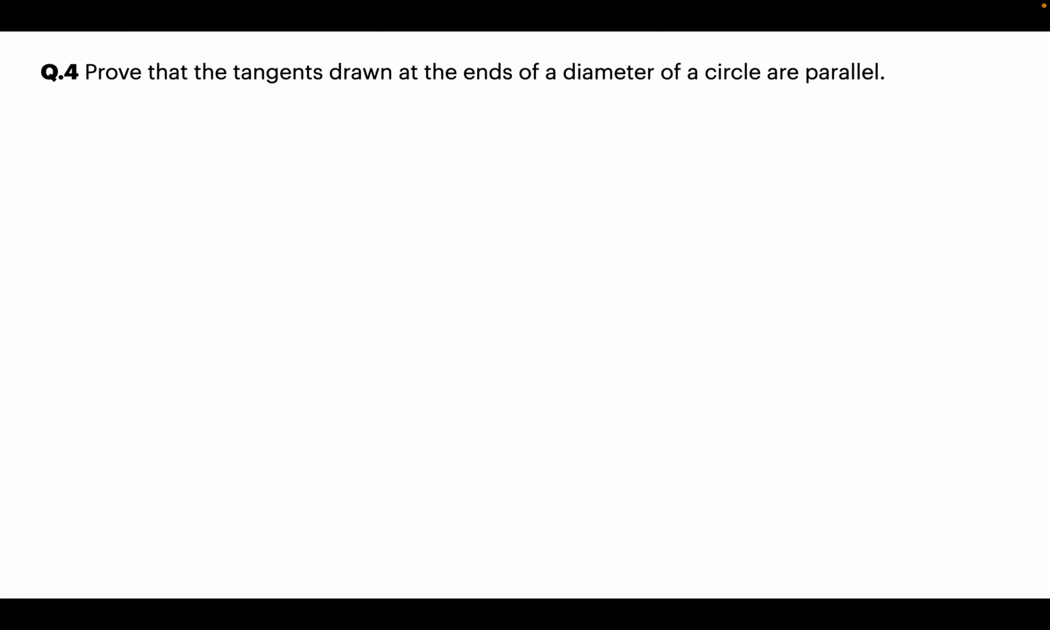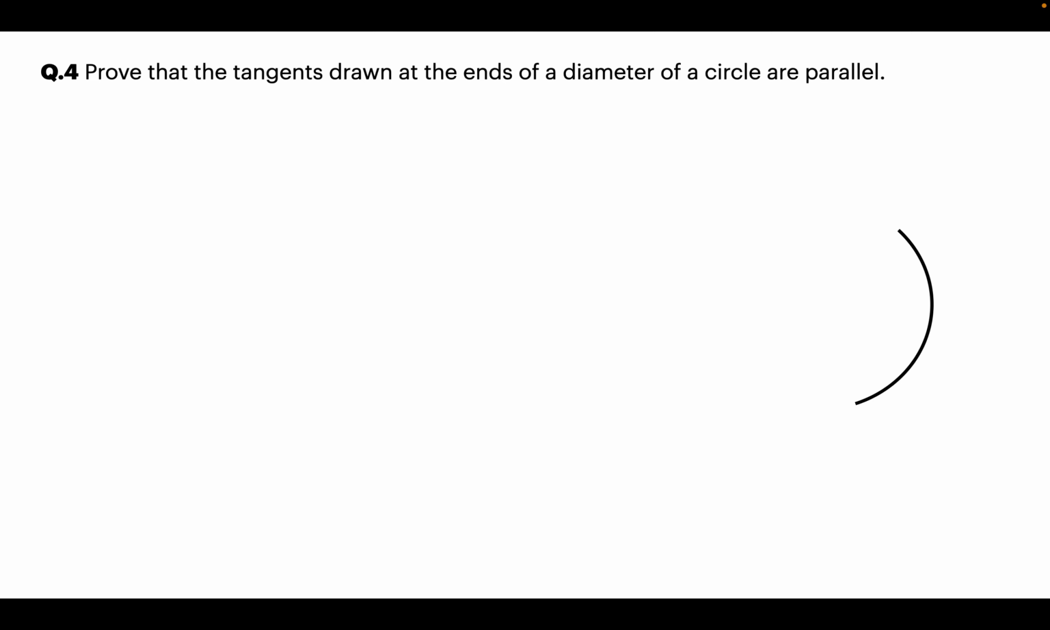Question number 4, just prove that tangents drawn at the ends of a diameter of a circle are parallel. So when you draw a diameter through the circle, and if you draw tangents at the points where the diameter meets the circle, then those lines are going to be parallel. That's what we have to prove.